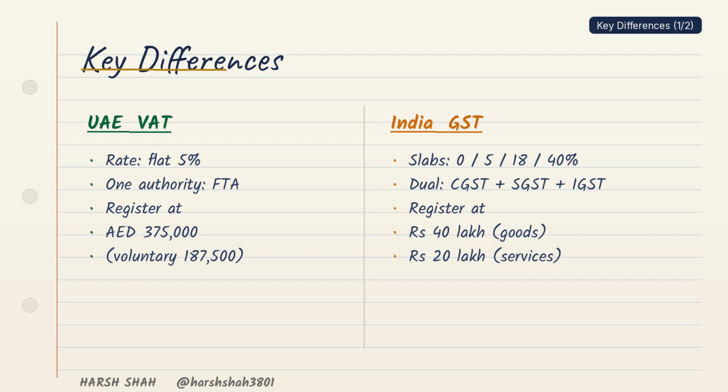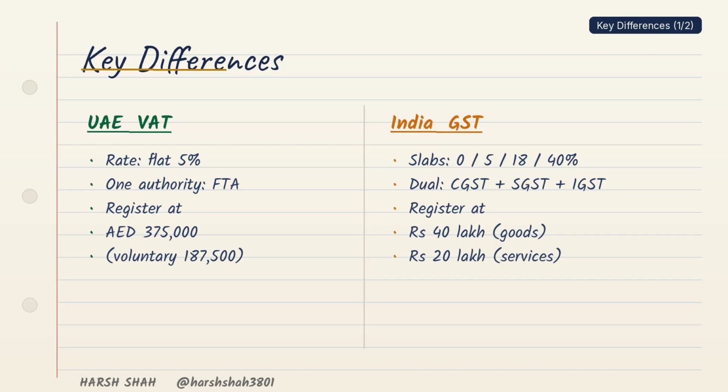Second, the tax authority. The UAE has one central authority, the FTA. India has a dual structure. The center collects CGST, the states collect SGST, and interstate supplies attract IGST, which makes Indian compliance far more complex.